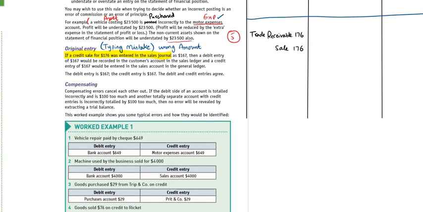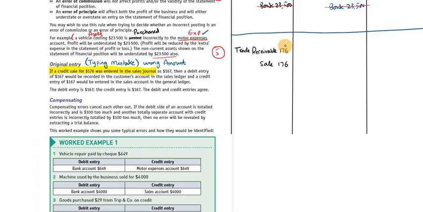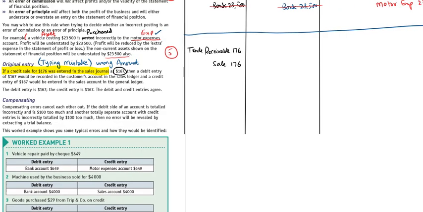And the wrong entry is this. Instead of writing 176, we wrote 167. But we recorded the correct trade receivable and correct sales, but with the wrong amount. So trade receivable is debited correctly, but with the wrong amount, that is 167. And sales is correctly credited, but with the wrong amount 167.